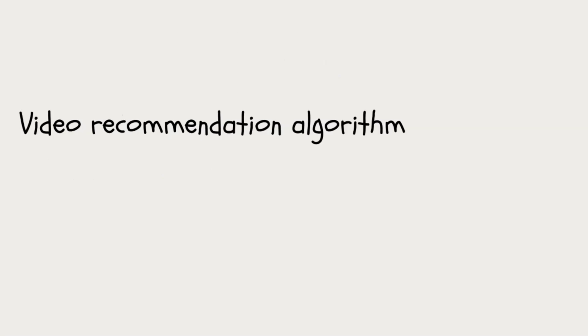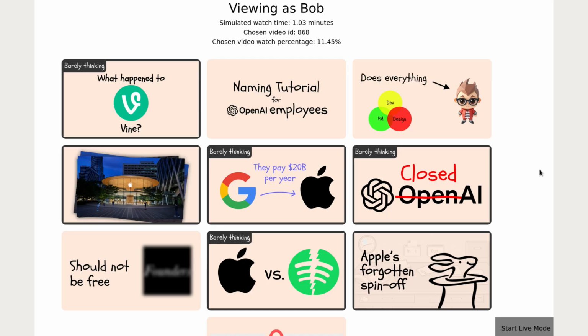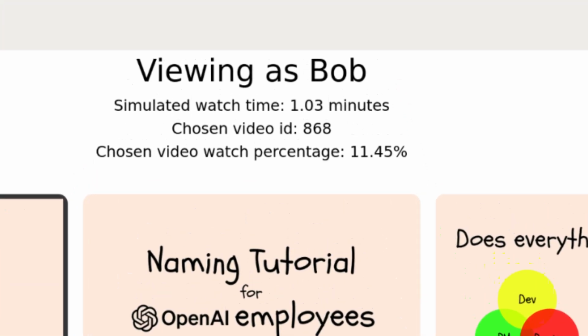Okay, so first things first, what is the video recommendation algorithm? Well, it's an algorithm that recommends videos. It's not rocket science. Basically, the AI has one goal. When a user goes to the homepage, it needs to suggest 10 videos that it thinks the user will like the most, and then we simulate that the user clicks on one and we will see how much they watch.